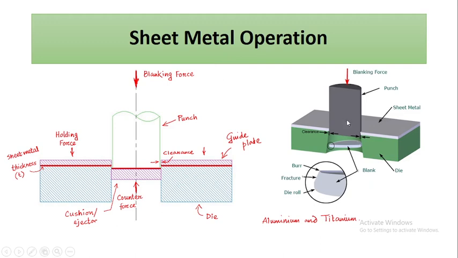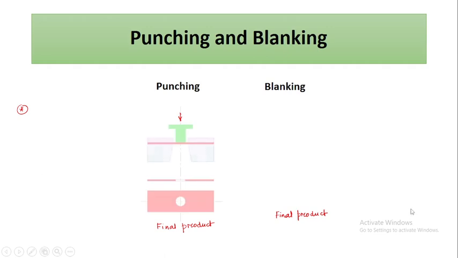Now these sheet metal operations are generally used in the aerospace or automobile industries, because in those industries there is a need to fabricate the frames of the automobiles or the aerospace vehicles. In that case, aluminium and titanium are used due to their strength to weight ratio, and these materials are given specific shapes with the help of the die and the punch. So that is the major application of sheet metal operations in these industries.